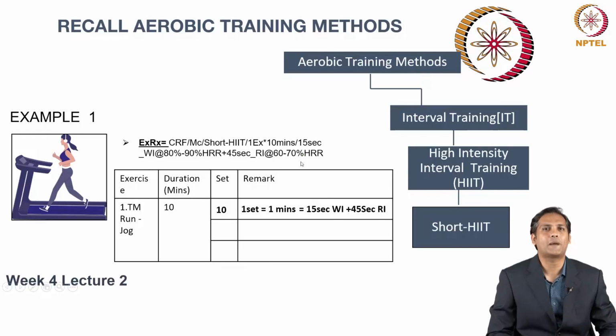In case your aerobic capacity is low or you do not have experience of doing interval training and you try to perform a Short-HIIT, you may find that you are able to sustain 15 seconds, but the intensity is something that you are not able to sustain. In this case, you may not cover 10 minutes or 10 sets with the desired intensity that is being prescribed. So in that case, you have to reduce the intensity of the work interval and the intensity of the rest interval.